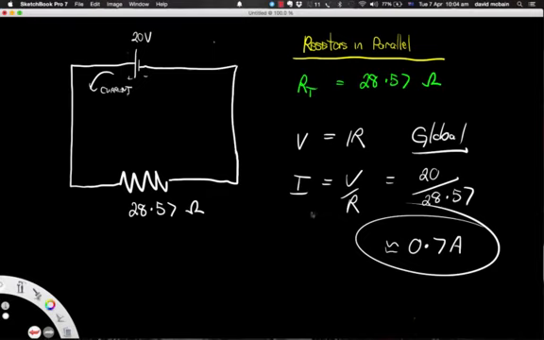Okay, so that's the end of our video on parallel circuits. In the next video, we'll look at how we can combine parallel and series circuits together.